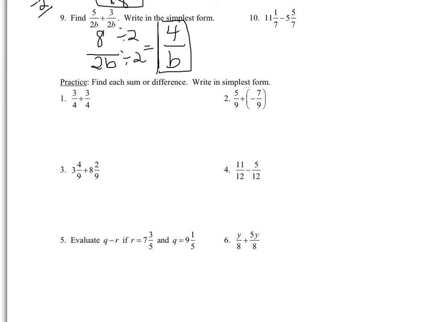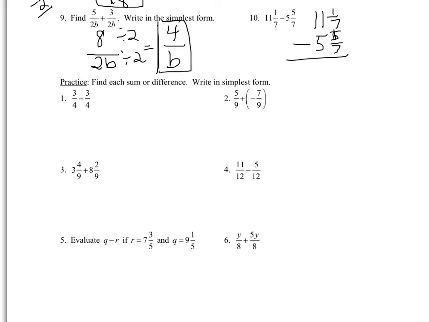All right. And here, in number 10, we have 11 and 1/7 minus 5 and 5/7. Now, I like to set up any subtraction of mixed numbers vertically. Because a lot of times you're going to actually have to do what we call rename or borrow. Because like here, we have 11 and 1/7 minus 5 and 5/7.